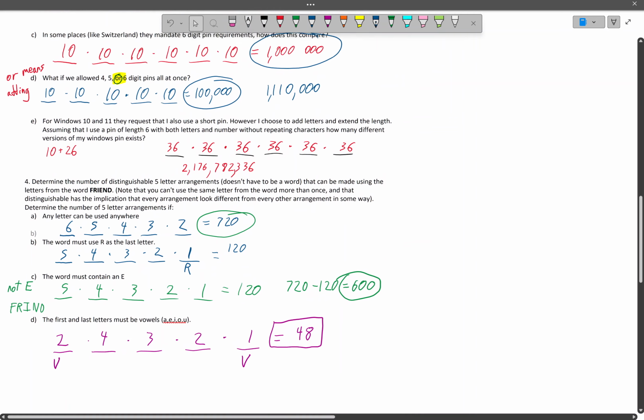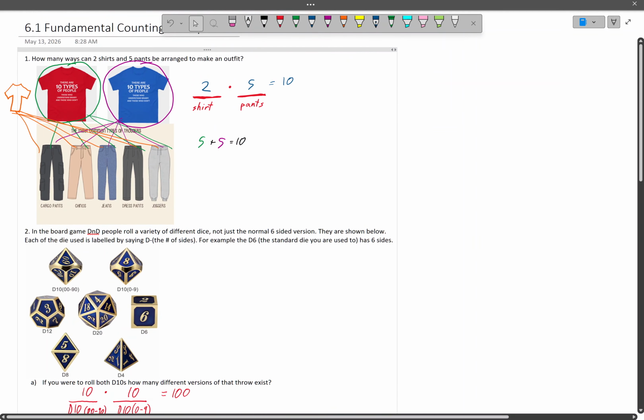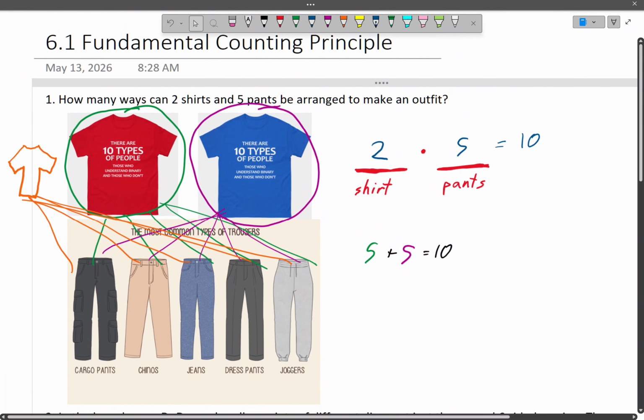All right. I hope this video helps you better understand the idea of fundamental counting principle in a number of different simple ways. And good luck.